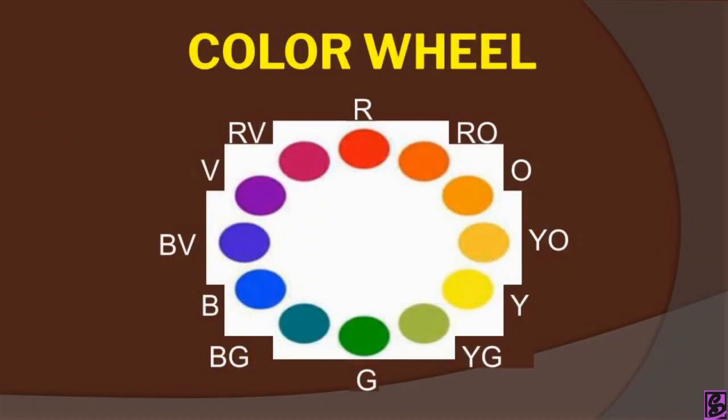So this is the final color wheel, where we find 3 primary colors, red, yellow and blue, 3 secondary colors, orange, green and violet, and 6 intermediate colors. And so that's about color theory.